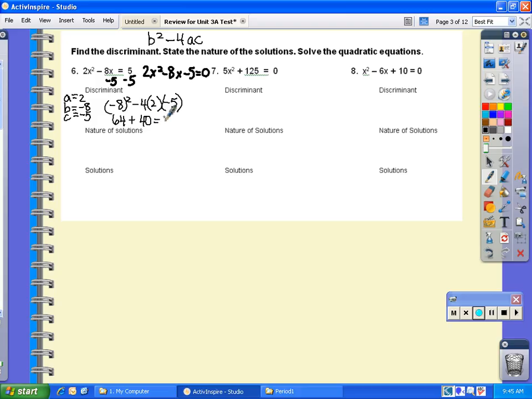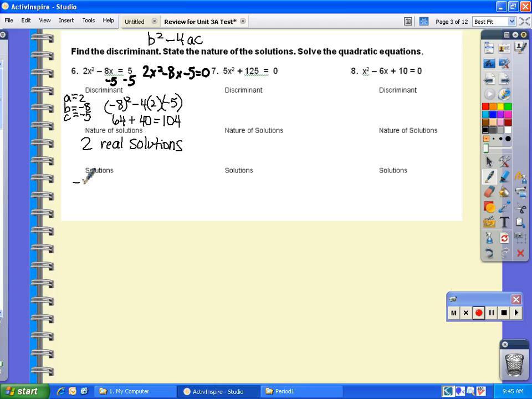Therefore, my answer is 104. And since my discriminant is positive, the nature of my solution is two real solutions. When it asks you for the actual solutions, you want to now plug all of this into the quadratic formula.